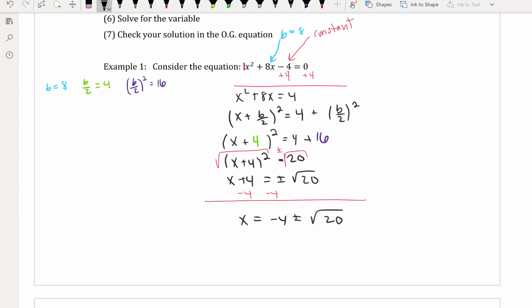And the square root of 20, that can be simplified even further. So I would have negative 4 plus or minus, and the square root of 20 simplifies to 2 square root 5. And so that's going to be my final answer. So this is your first introduction to completing the square. And remember, it's all about following that formula and identifying your b, what that b would be if you divide it by 2 and then square it.